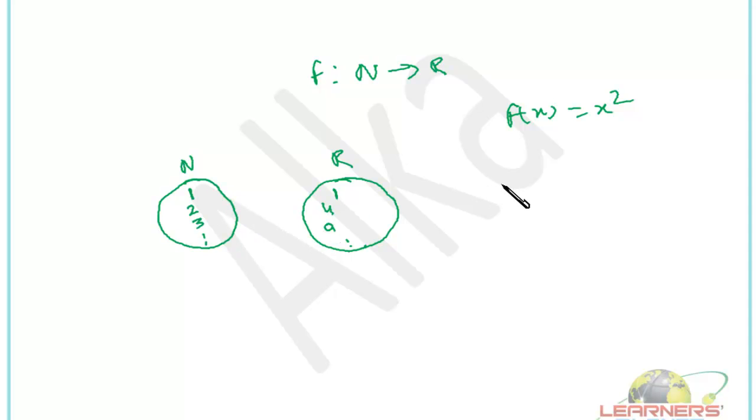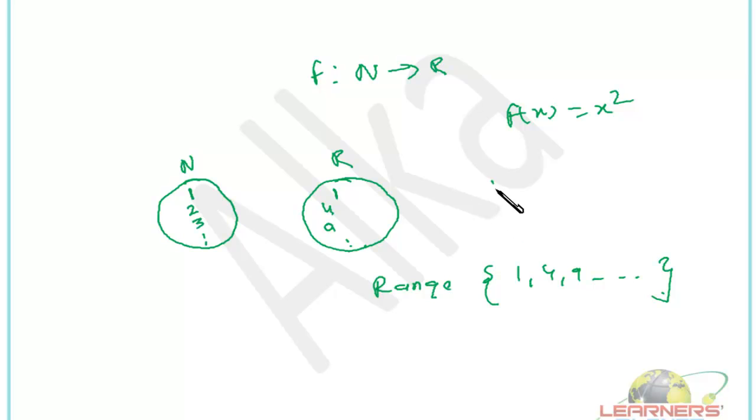Now the domain will be what? Natural numbers. The codomain will be real numbers, but the range will be 1, 4, 9. I will write the range here: squares of natural numbers, that is 1, 4, 9. So codomain will be real numbers, domain will be natural numbers, but the range will be 1, 4, 9 till infinity. That means precisely the squares of natural numbers, right?